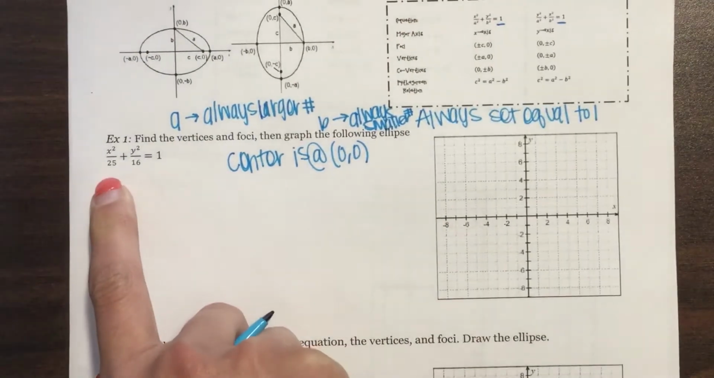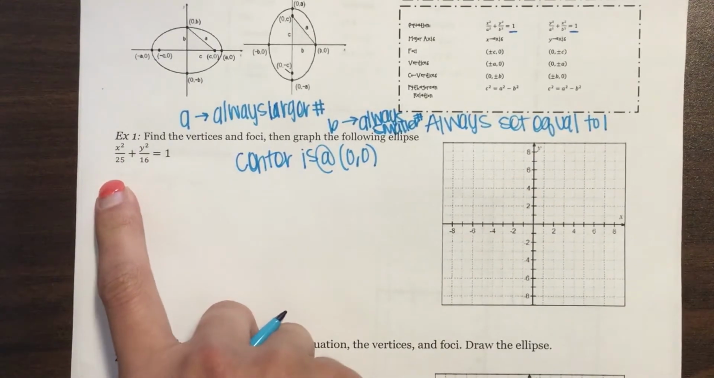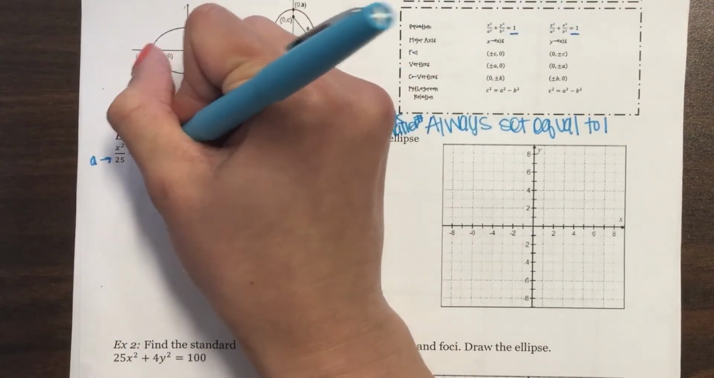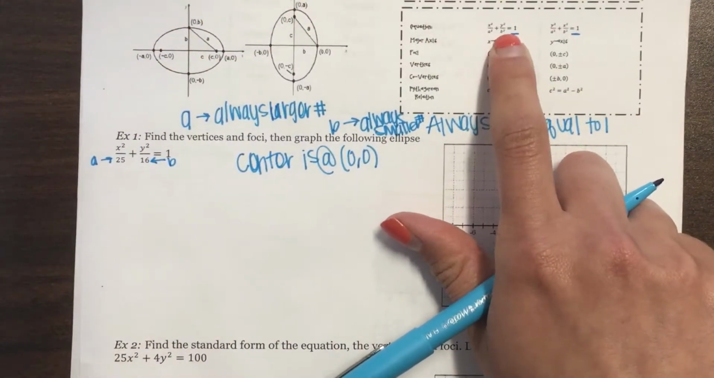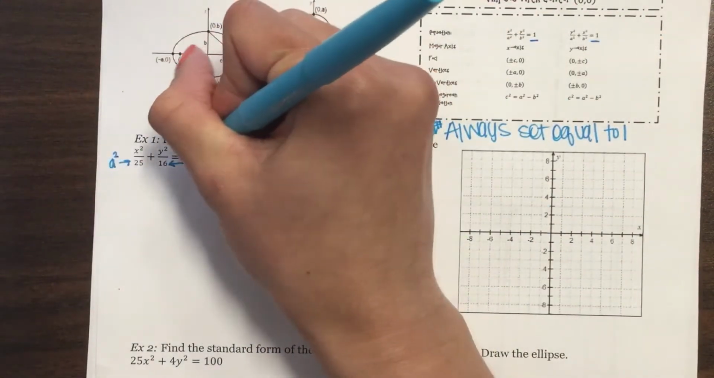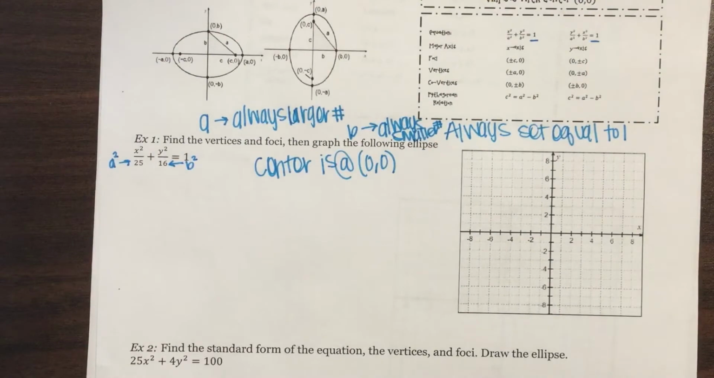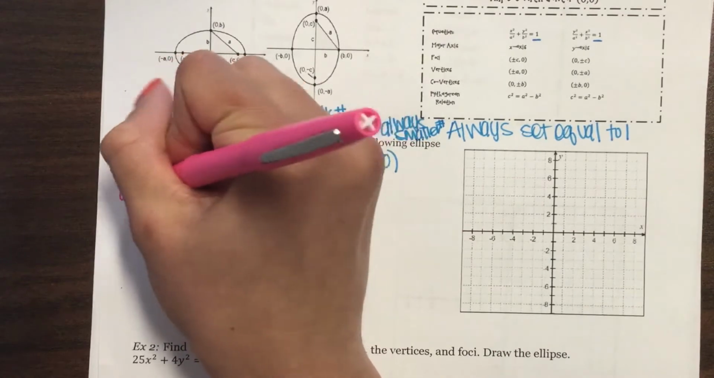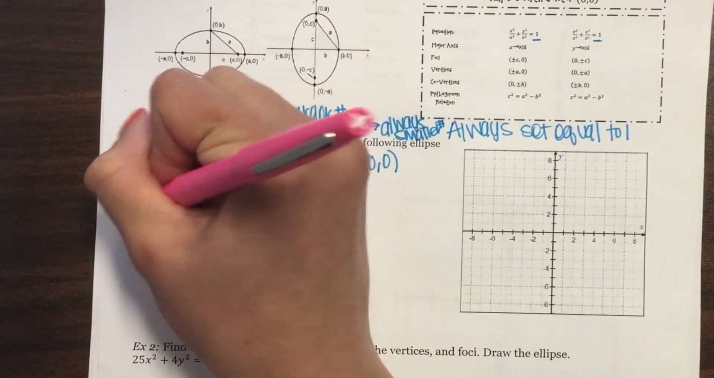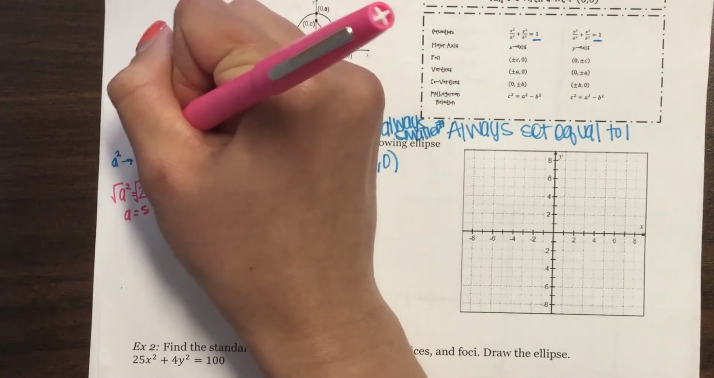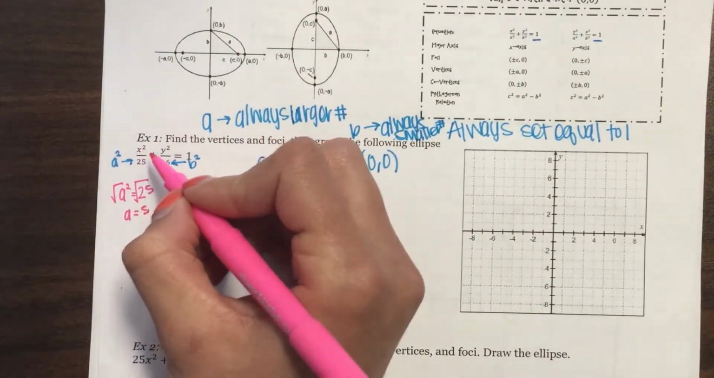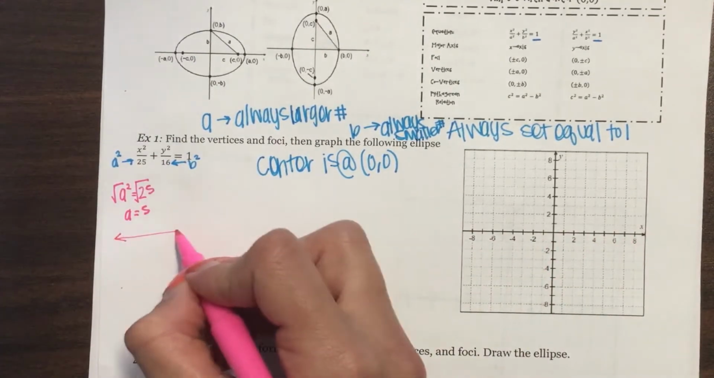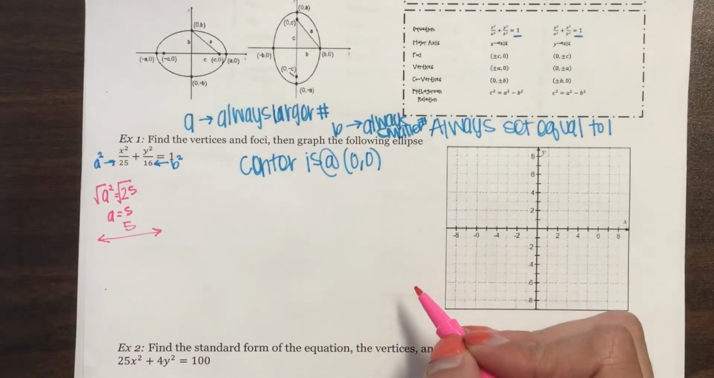Okay, so like on this one, 25 and 16. 25 is very obviously bigger than 16. So this is my A, this is my B. And if we look up at this equation, it's always a squared and b squared. So this is actually a squared, this is b squared. Okay, and I'm just going to solve this for A. So a squared equals 25, square root it, so a equals 5. And it's under x. X is the horizontal axis, the x is this axis right here. So I'm going to go left and right 5 units.